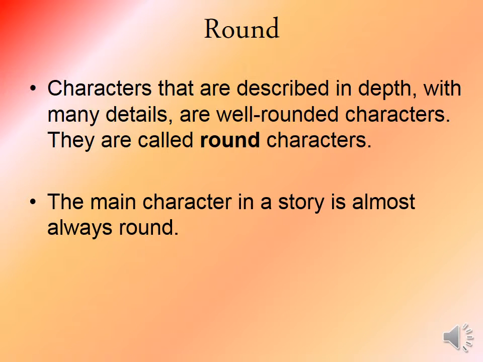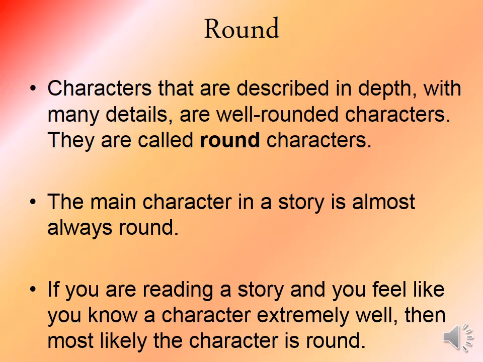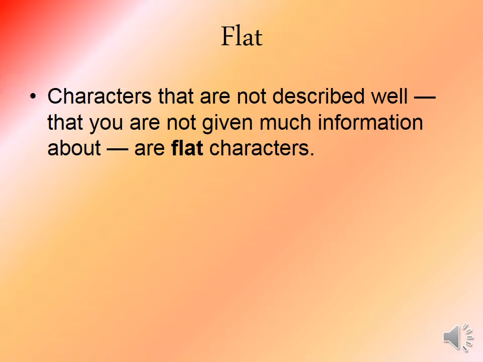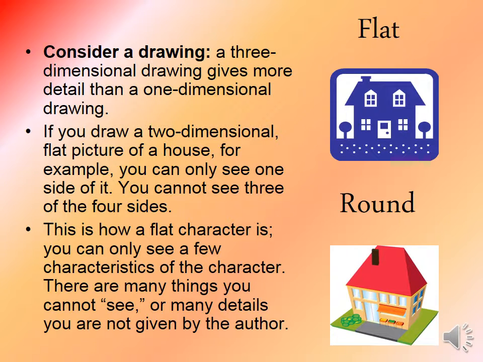Usually, the primary protagonist in a story is round, and when you are reading a story and you feel like you know a character extremely well, then it is very likely that that character is round. Flat characters, on the other hand, are characters which are not described well. You could almost say that we only see one dimension of that character. Thus, they are called flat.